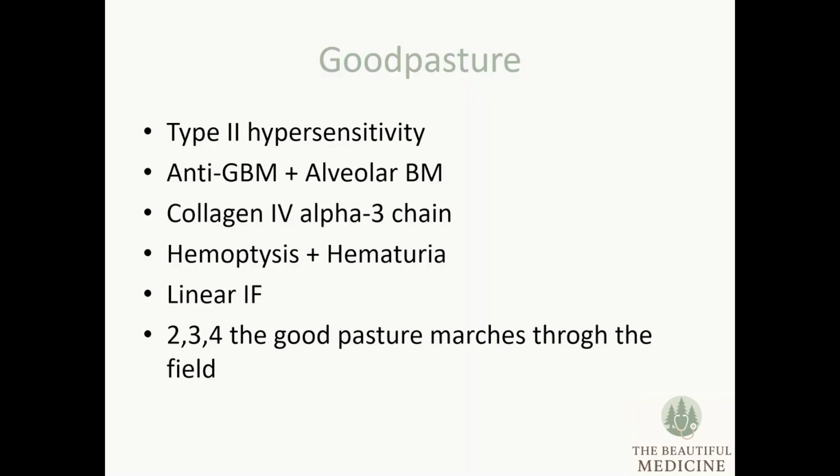All right. So if the guy in the stem has hemoptysis and hematuria, it's because it damages both the kidney and the lung, because of anti-GBM and alveolar basement membrane in the lungs and the kidneys. Type 2 hypersensitivity reaction. 2, 3, 4, the Goodpasture marches through the field. I think there was a mistake here. Sorry about that, guys.